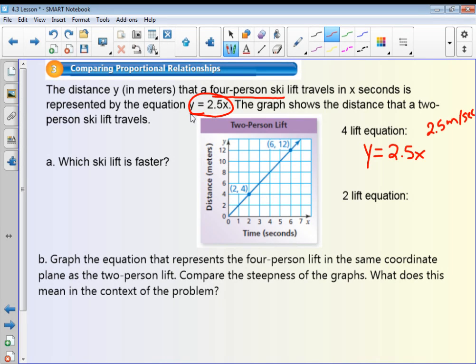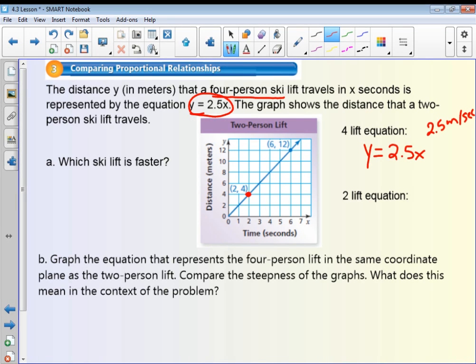So it says the graph shows the distance that a 2-person ski lift travels. So we need to be able to go through and figure out what our equation is off of that. So in turn, we have to go through and figure out what our speed is. Okay, so we're gonna pick a point. It does not matter which point we pick. I'll just use this one that's the smallest point.